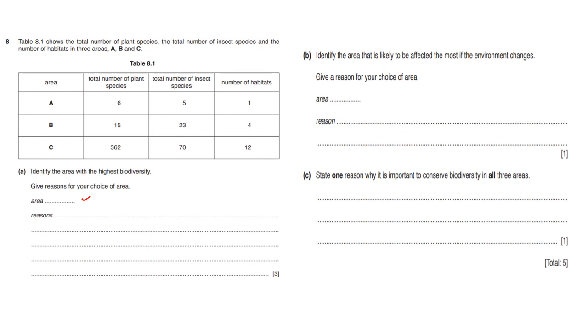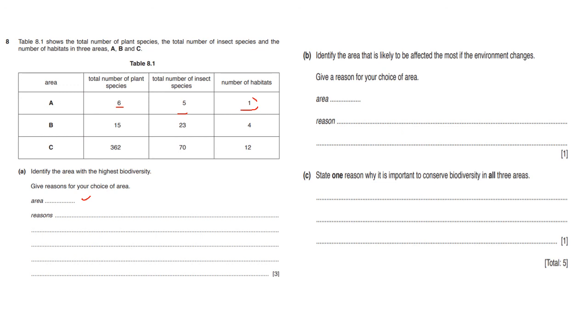So diversity is good for the world. I guess that's the message I'm trying to pass between the lines. Diversity is an amazing thing. So over here, the area that would be the most affected would be A, because it has the least number of plant species, the least number of insect species, and it only has 1 habitat. So with 1 habitat, if there's a flood, then everything gets affected.